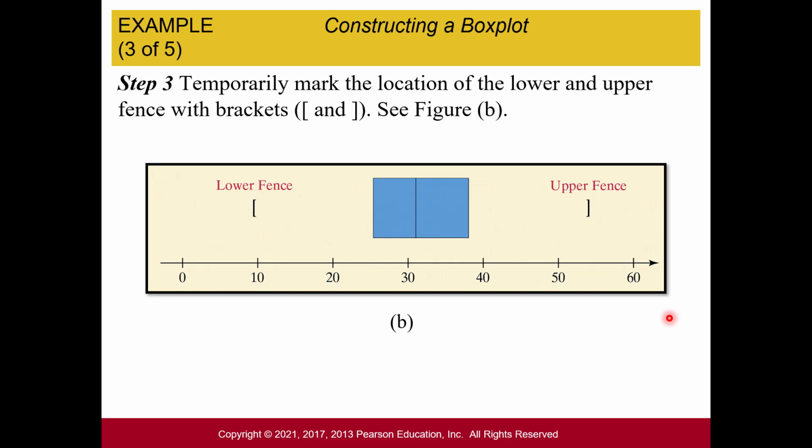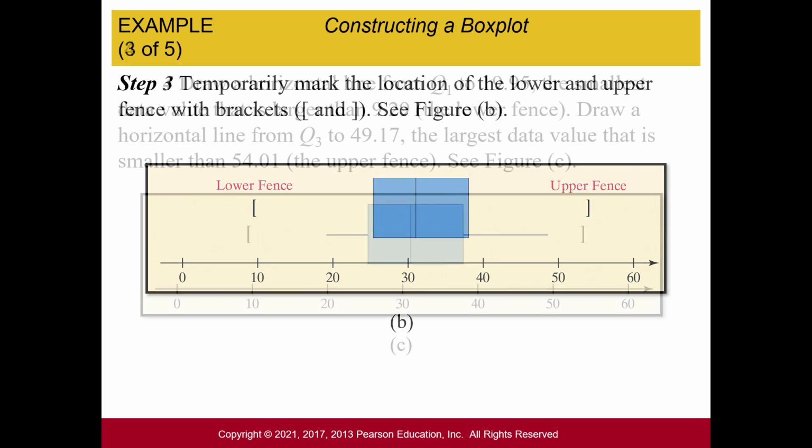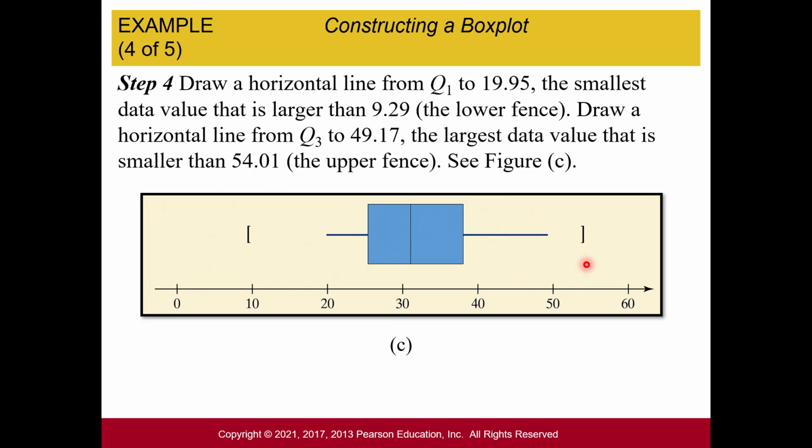Now we're going to temporarily draw the fences. The lower fence value was 9 point something, so notice it's just right before the 10. The upper fence was 50 point something, I think 54 point something, and so it's right here between 50 and 60. And then we're going to use those to draw what we call the whiskers.